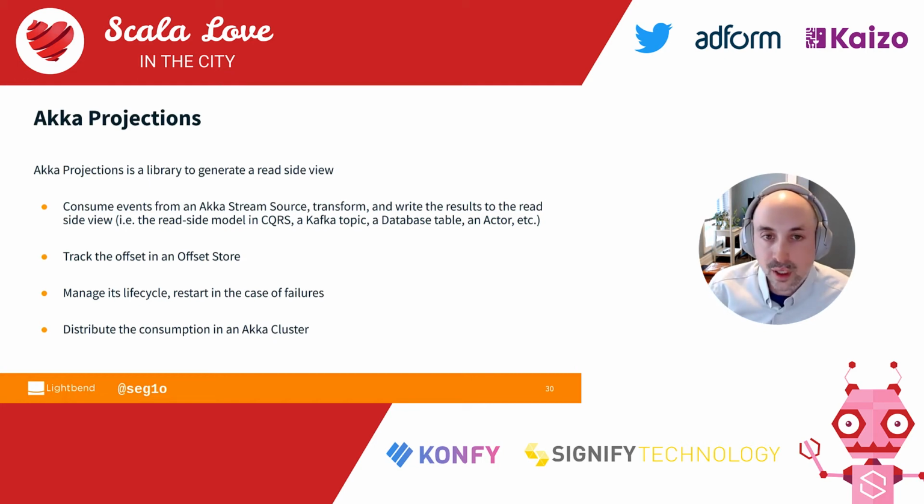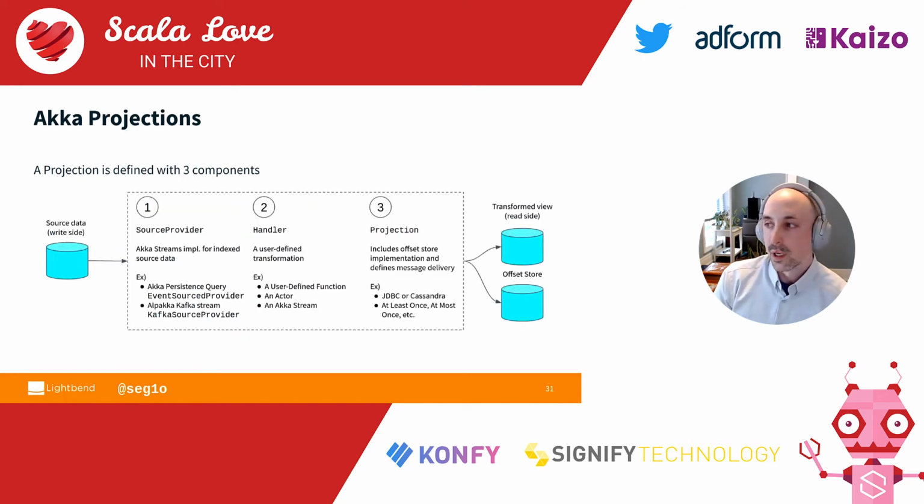So projections will take an Akka streams source input. So this could be an Akka persistence events by tag query, or it could be an Alpakka Kafka consumer source. It doesn't matter. And then we can distribute these projections to scale up its processing across different cluster nodes. So here are the three basic components of a projection, two of which are just part of the library itself, the source provider and projection. These are things that you can just pick the ones that are available and use them within your project, or you could implement your own if you really wanted to.